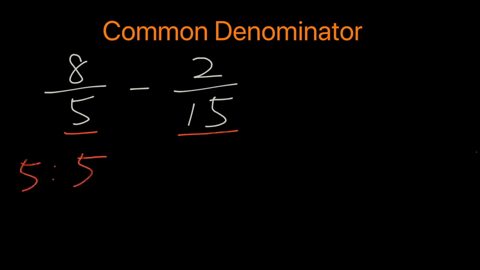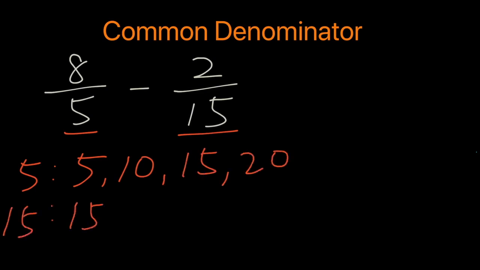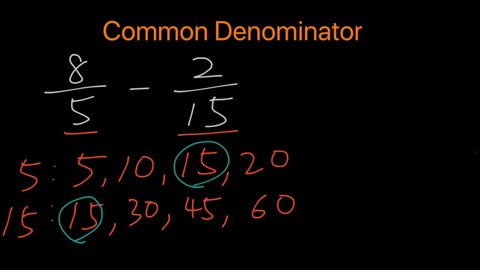5 times 1 is 5, 5 times 2 is 10, 5 times 3 is 15, 5 times 4 is 20. For 15, 15 times 1 is 15, 15 times 2 is 30, 15 times 3 is 45, 15 times 4 is 60. We can stop as soon as we find a common denominator. In this case, 15 and 15 here, they both match. To solve this equation, the denominator needs to be 15 for both.